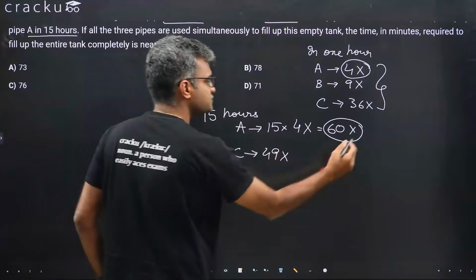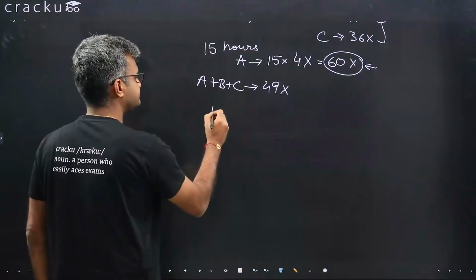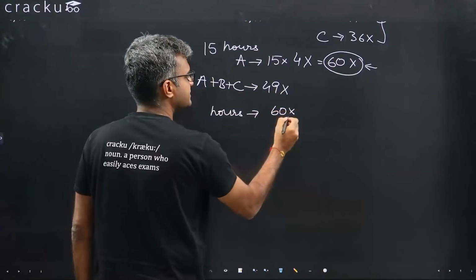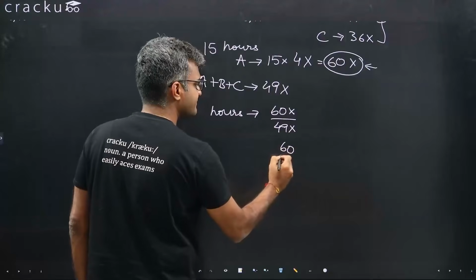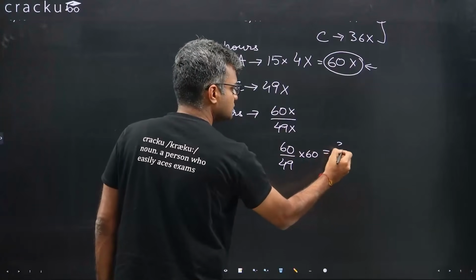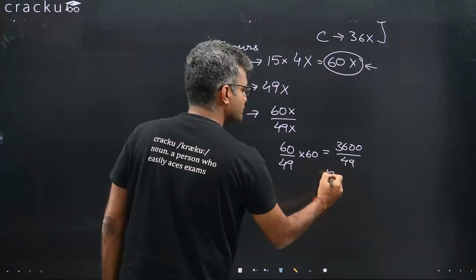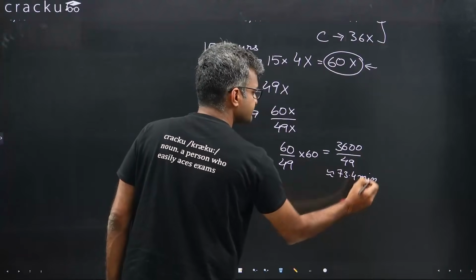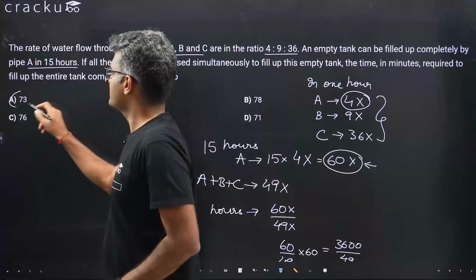The total volume that has to be filled is 60x. Therefore, the time it takes in hours will be 60x divided by 49x. In minutes, it will be 60 divided by 49 into 60, which is equal to 3600 divided by 49. This is approximately 73.4 minutes. Therefore, the answer for this particular question will be option A, which is 73 minutes.